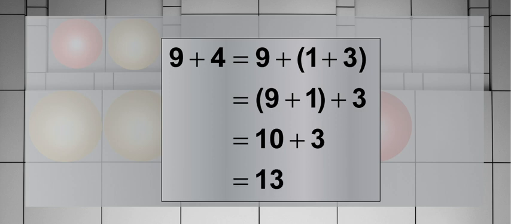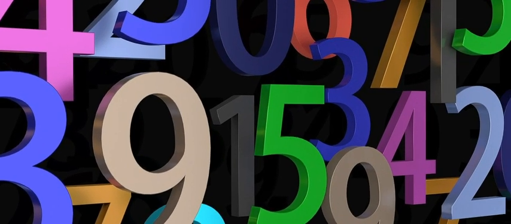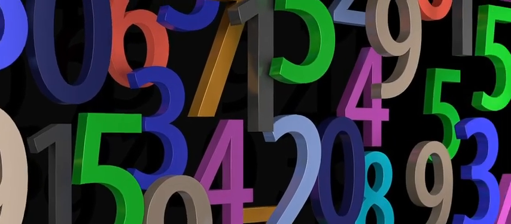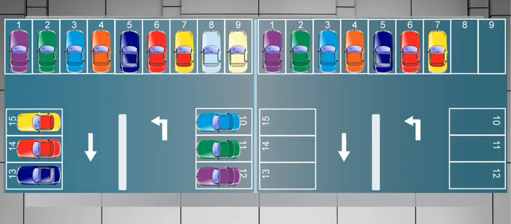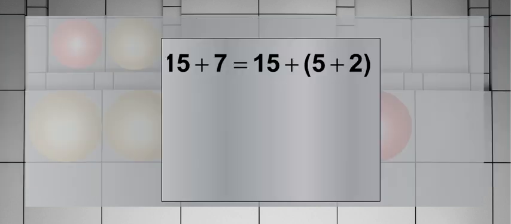Let's look at a final example. Two levels of a parking garage are shown side by side. Find the total number of cars. Notice that in each parking lot, the parking spaces are numbered 1 through 15. On the left are 15 cars, and on the right there are 7 cars. So we are adding 15 plus 7.